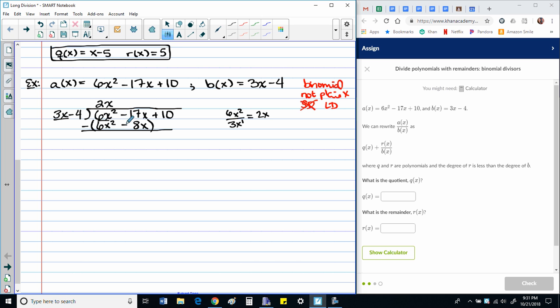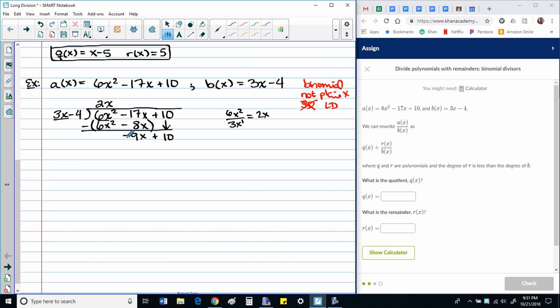Well, that's going to be plus 8. So negative 17 plus 8. That's 8, 9, 10, 11, 12, 13, 14, 15, 16, 17. So I get negative 9x. Again, you can use your calculator. Totally fine. Negative 17 plus 8 will come out to be negative 9. Then you bring down plus 10.